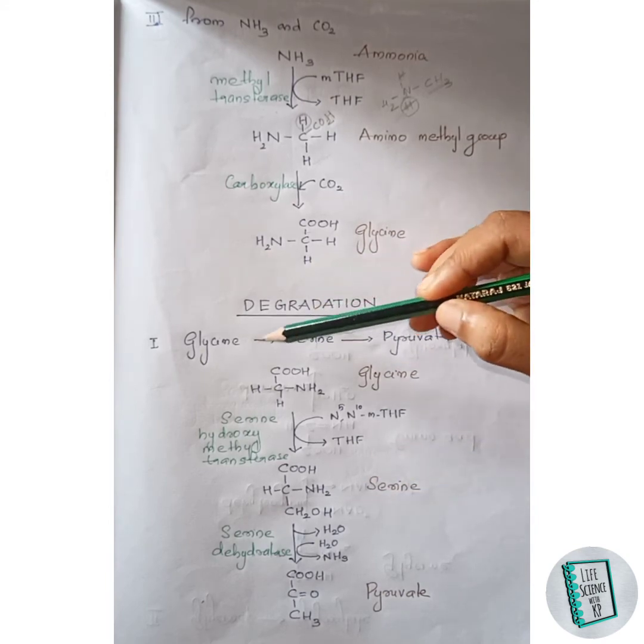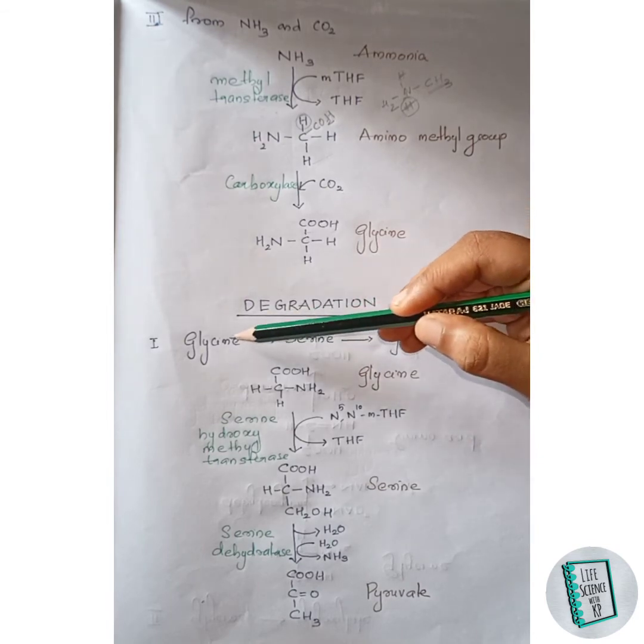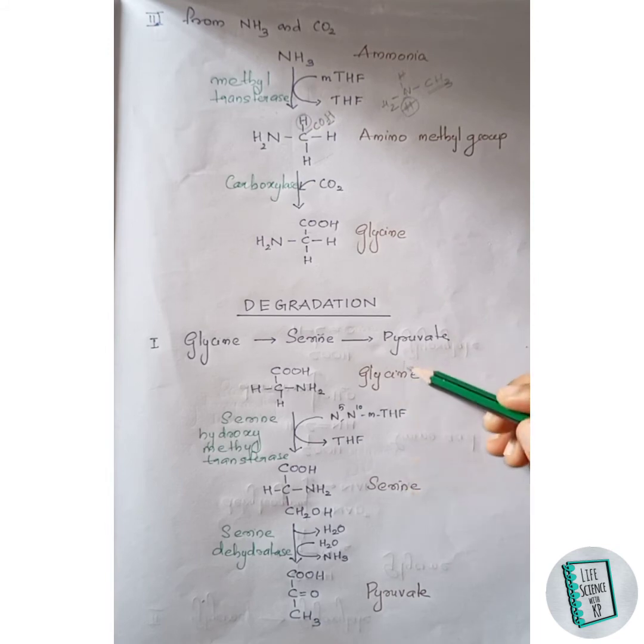Now let us move on to the degradation of glycine. Here the reverse process of synthesis takes place. In the first step, glycine gets converted to pyruvate. Here glycine first gets converted to serine, and then this serine gets converted to pyruvate. This first step is the reverse step of the synthesis of glycine from serine, so it's explained there.